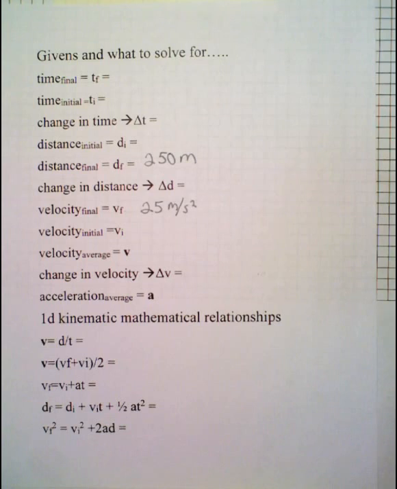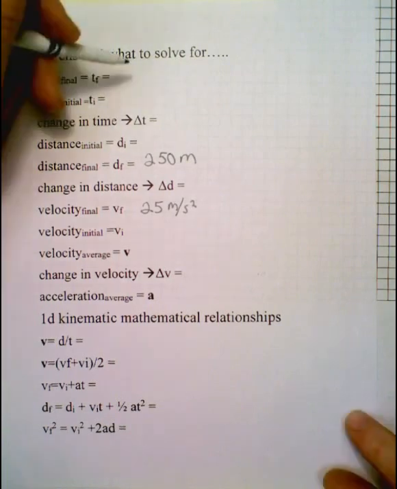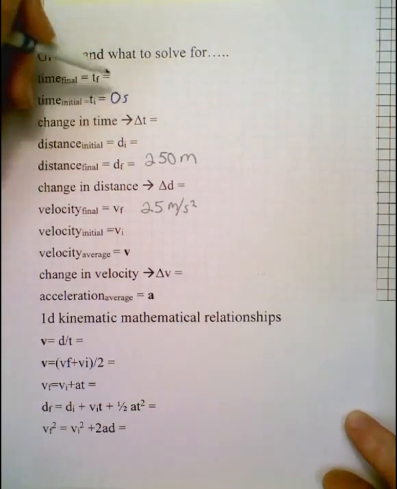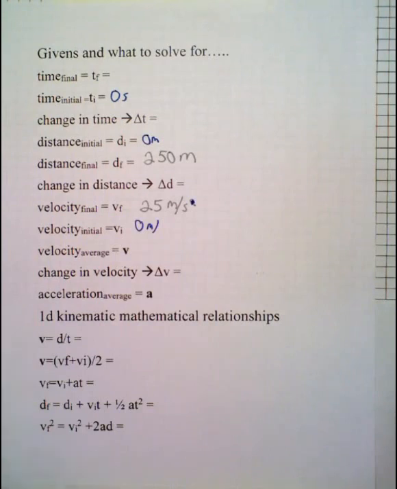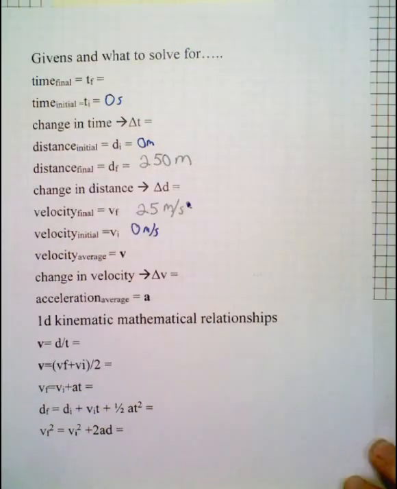We're on planet Earth. I didn't tell you what the initials were, so therefore 0 seconds, 0 meters. So we have this in meters per second. So what do we know? What do we want to know? Well, let's take a look at some of our relationships here.